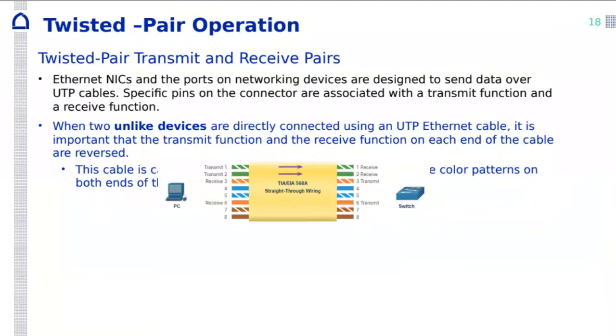Here they told you, you don't need to remember the name of the wiring, but if you are going green to green, they are telling you you are using the TIA/EIA 568A straight through wiring. So here you have the transmitter and the receiver using the same color, striped green, striped green. So this is a straight through cable. Why? Because this is going from PC to switch. If it is PC to PC, it should be reversed.